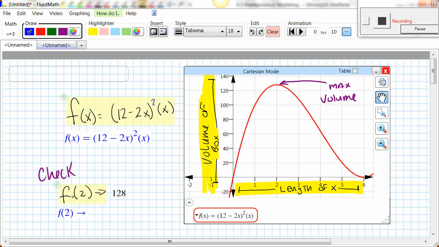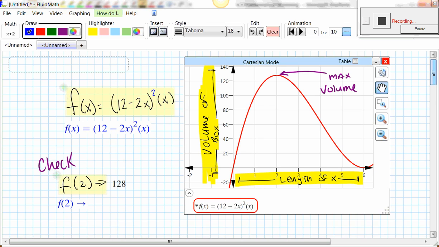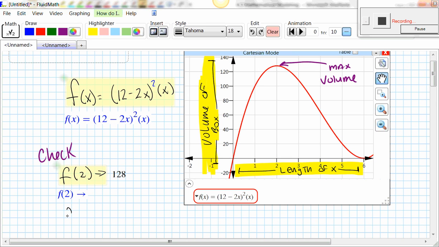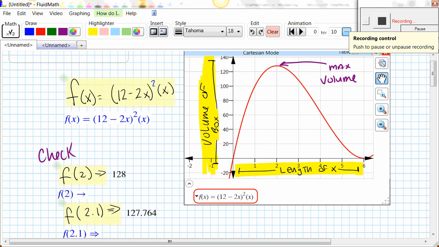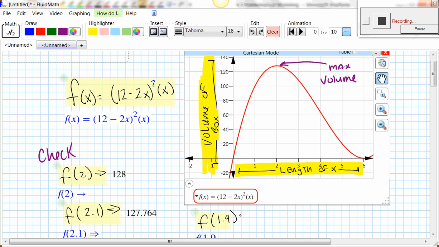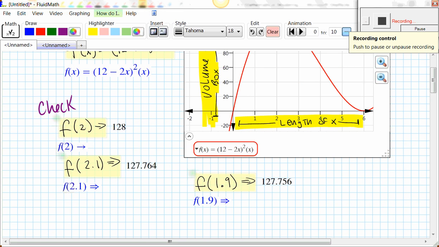So if I check on the calculator, I get f of 2 is 128 volume, and I could check just right around there. As a function, what's f of 2.1? I'll bet you it's smaller than 128. Yeah, there you go. Here's the decimal form, 127.7. So as soon as you move just to the right of 2, you get something smaller than 128. And what is f of 1.9? All right, let's see. Okay, wow, there we go. The approximate answer is 127.75.